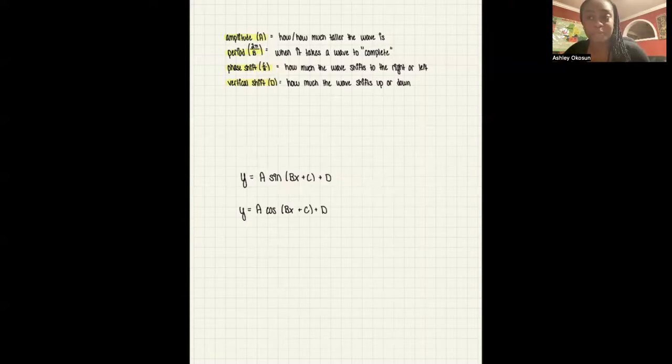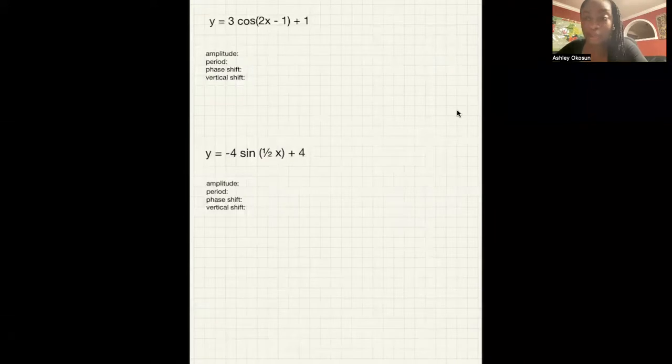Like we're going to do in this video. We're going to work out the first problem together, and then I'll give you a chance to start the second problem. Even though one of these is cosine and one of these is sine, the way that you figure out your amplitude, period, phase shift, and vertical shift is no different. So we'll start off with the first one.